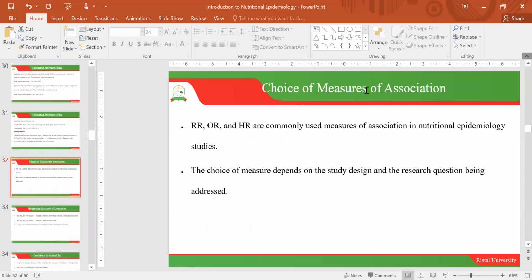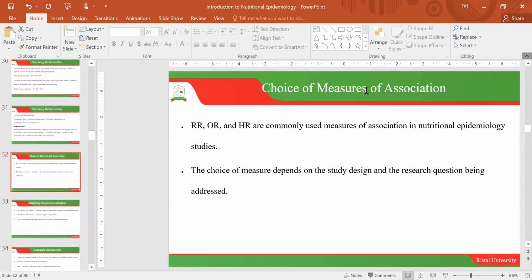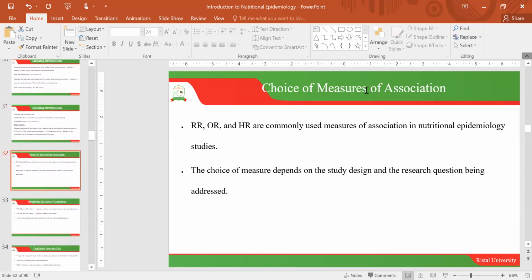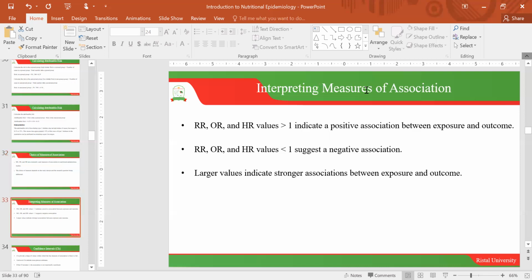So in practice, you will have a decision to make. How do you decide which measure to use? You need to look at the nature of the research question that you have, the design, and what your interest is. What research question are you trying to answer? If you know that, then you will know what measure to use. Remember, we have talked about odds ratio, relative risk, attributable risk, and then hazard ratio. So how do you make that decision?